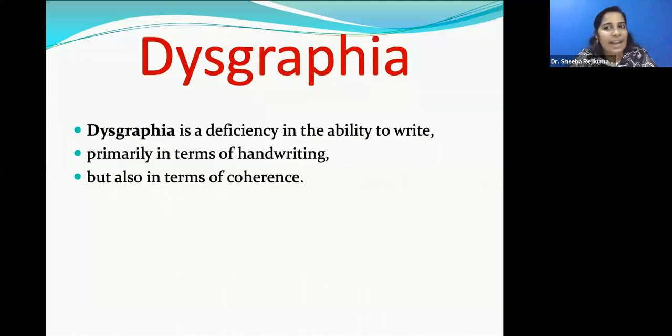He can read and write. I'm never confident that he'll be making higher grades, but still I'm sure he'll be making a good living with his study because he's doing it. Now, let us see what is dysgraphia.